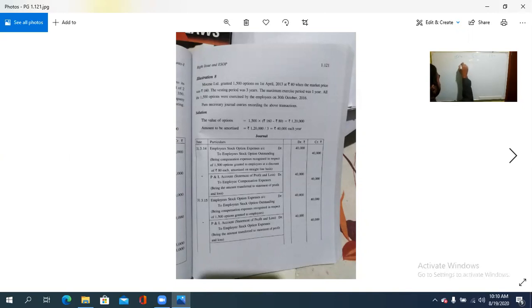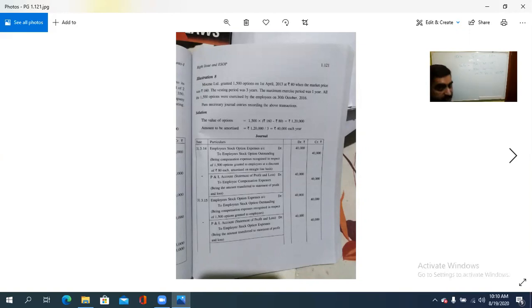So the option value is how much? That is number multiplied with which one? Market price minus exercise price. So 1,500 into market price 160 minus 80, the exercise price. So 1,500 into 80. So it is how much? 1,20,000. 15 into 8, then 1, 2, 3, 4. Okay, 1,20,000. Then the vesting period is 3 years.